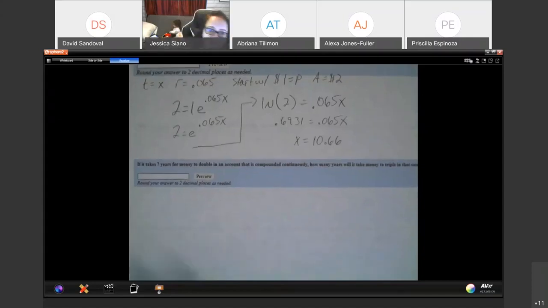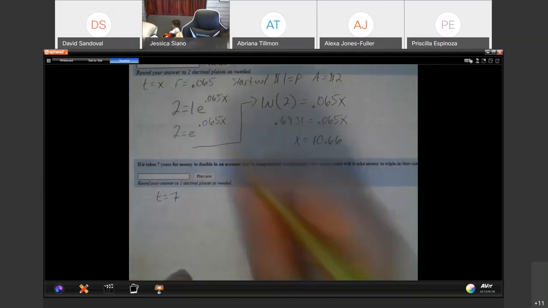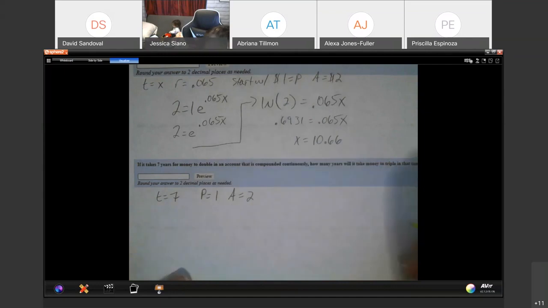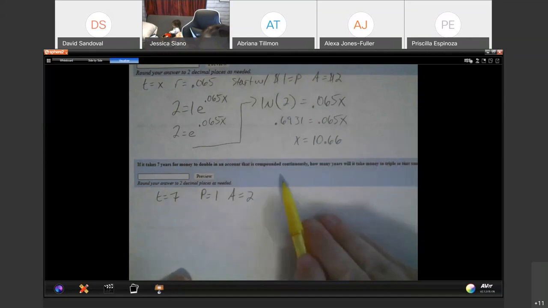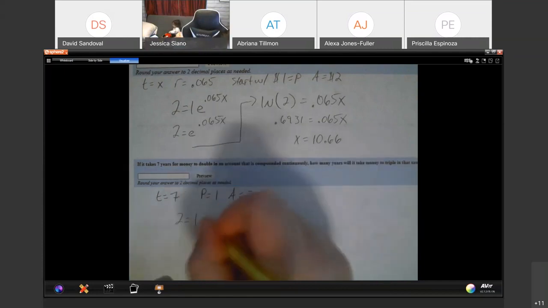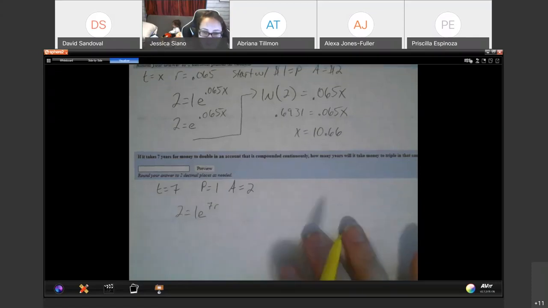If it takes 7 years for money to double, so that again, we're going to say P is 1 and A is 2, in an account that is compounded continuously, how many years will it take for the money to triple in that same account? So I'm missing R. So let's figure out what the rate on this account is. So 2 equals 1e to the 7r. But that's just 2 equals e to the 7r, right?